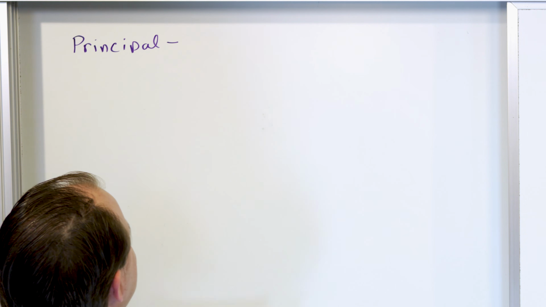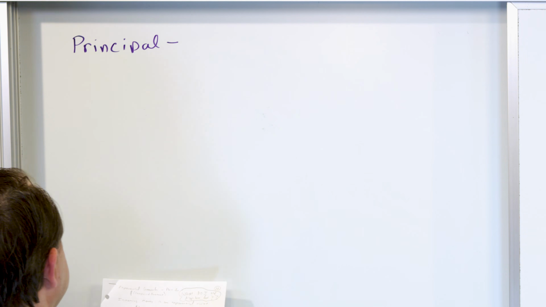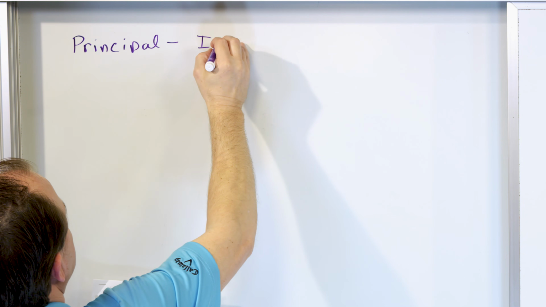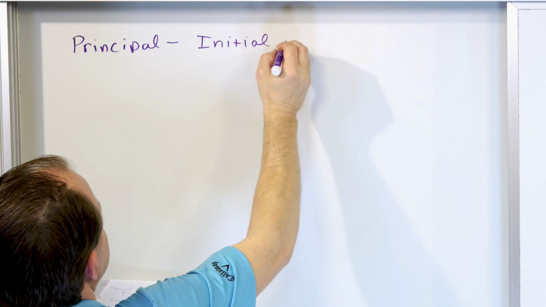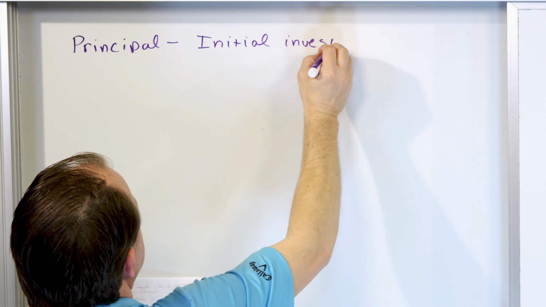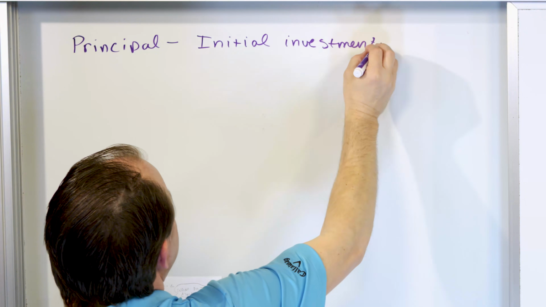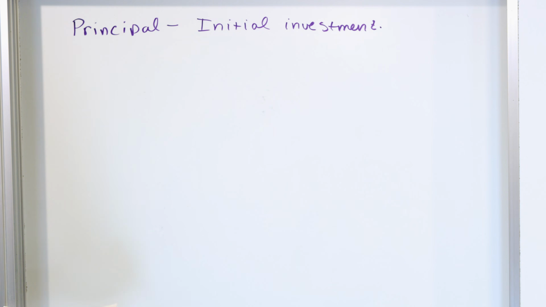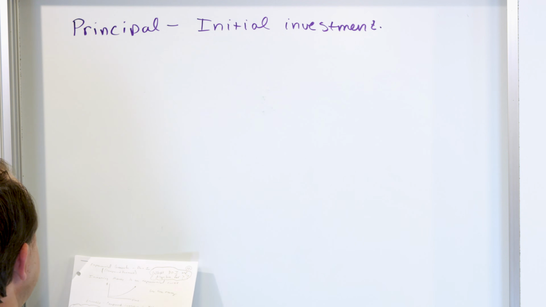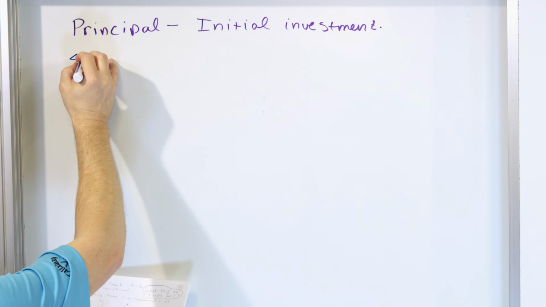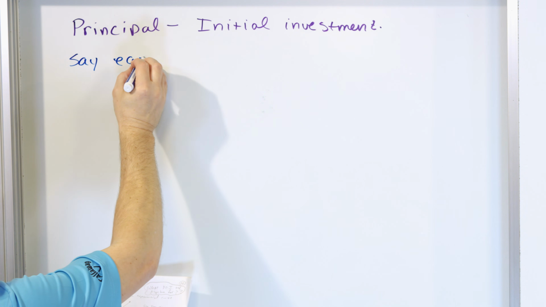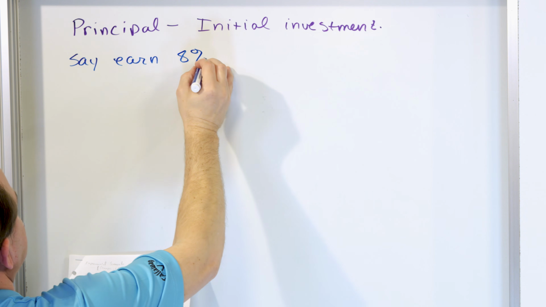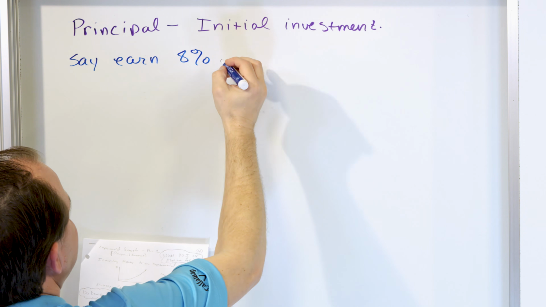Let's say I start with $1,000 and I'm going to put it in the bank and I'm going to earn some interest on it. So this is the initial investment. It's just how much money I put in myself, okay? And let's say that I earn 8% interest.